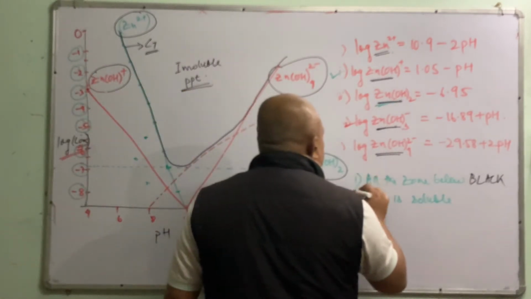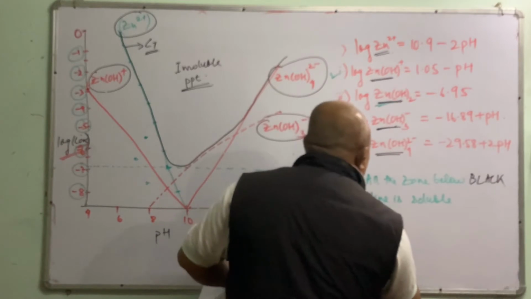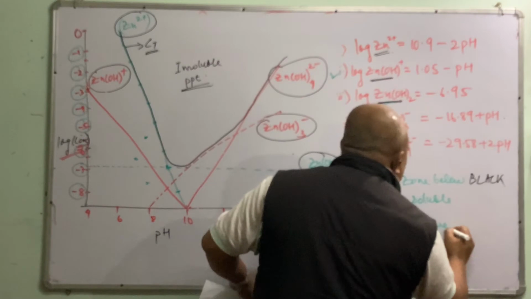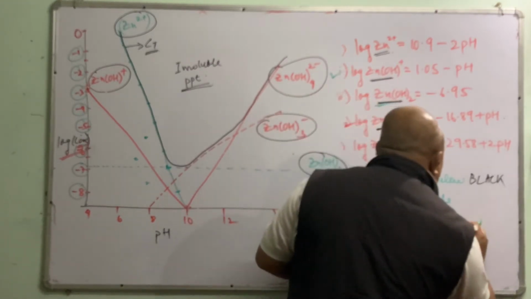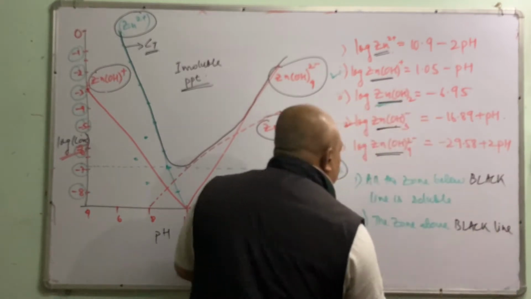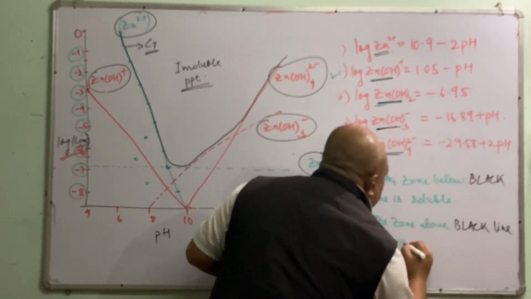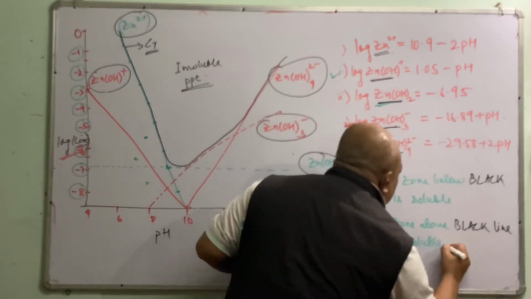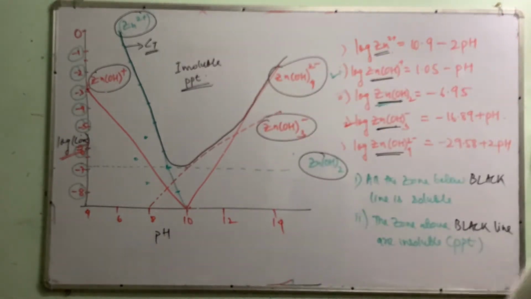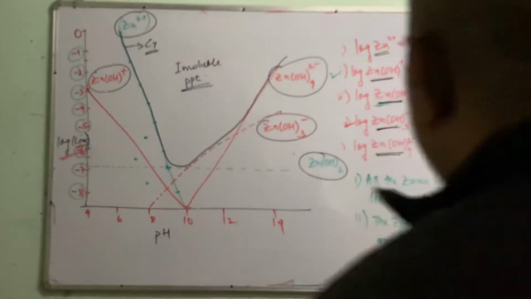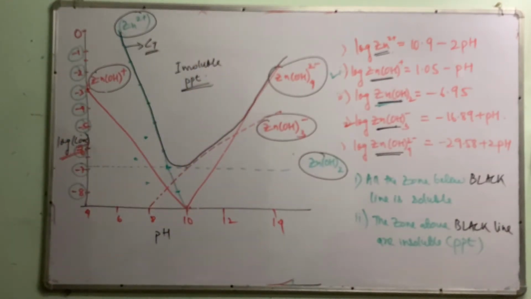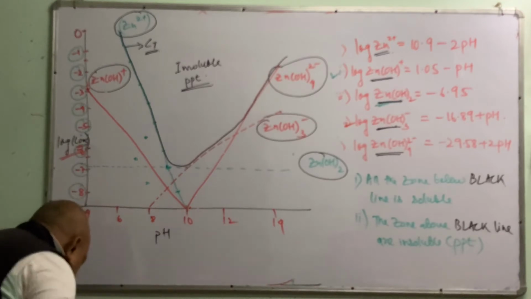Number two, the zinc species above the black line are insoluble. That is the precipitation form. Some sound is coming. Okay, is it clear? So this part is insoluble. Is it okay? Have a look. I'm going to continue the class.